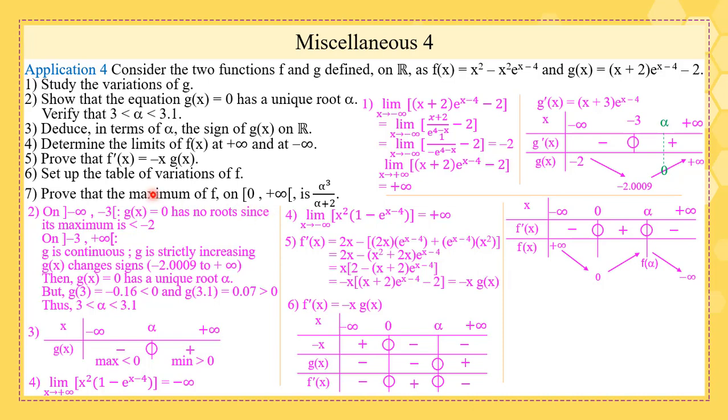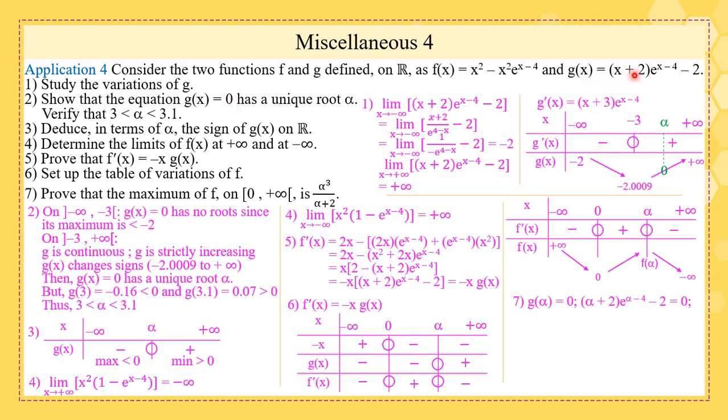The last part asks to prove that the maximum of f on 0 to plus infinity, its maximum is somewhere here, is alpha cubed over alpha plus 2. So in other words, we are asked to prove that f of alpha is alpha cubed over alpha plus 2. Try also to do it alone. Let's begin. First, go back to the main definition of alpha. What is alpha? Alpha is a root of the equation g of x equals 0. So we can say from here that g of alpha is 0. Now, what is g of alpha?